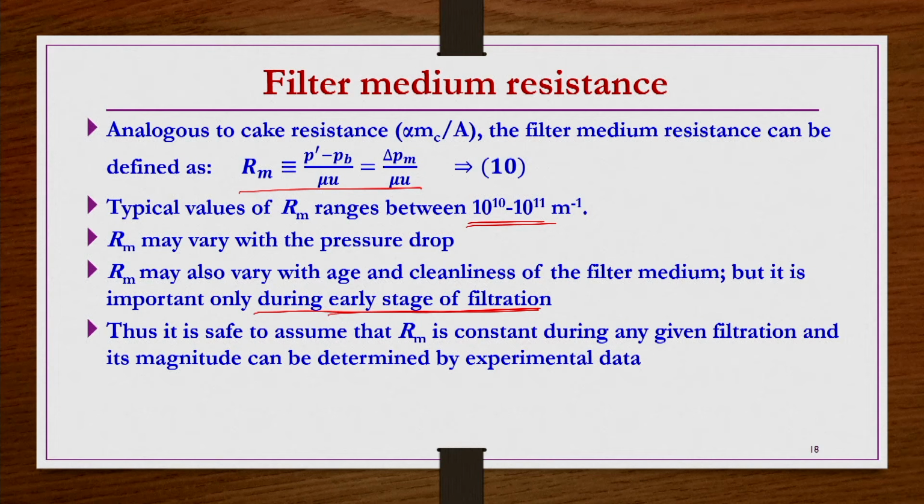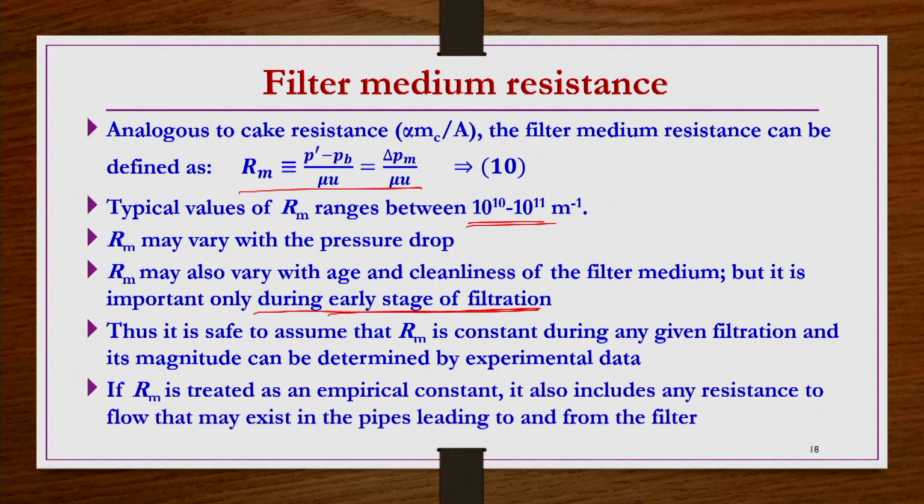We are going to take some examples to see how to obtain the cake resistance as well as the filter medium resistance. If Rm is treated as an empirical constant, it also includes any resistance to flow that may exist in pipes leading to or from the filter.